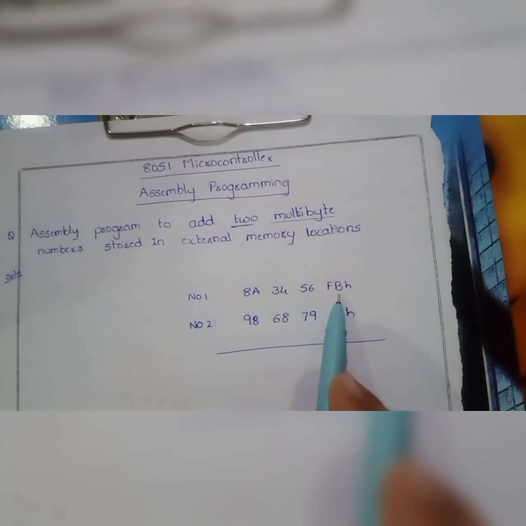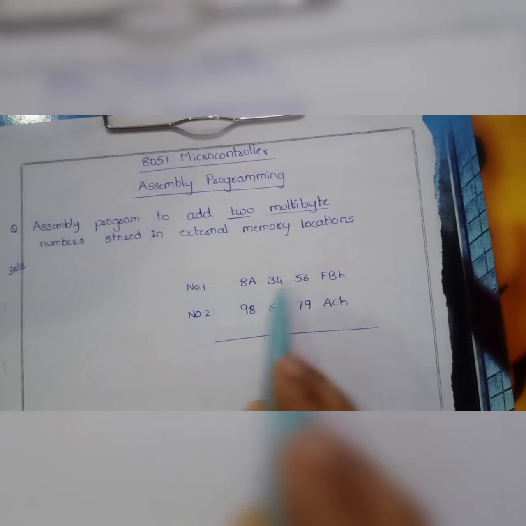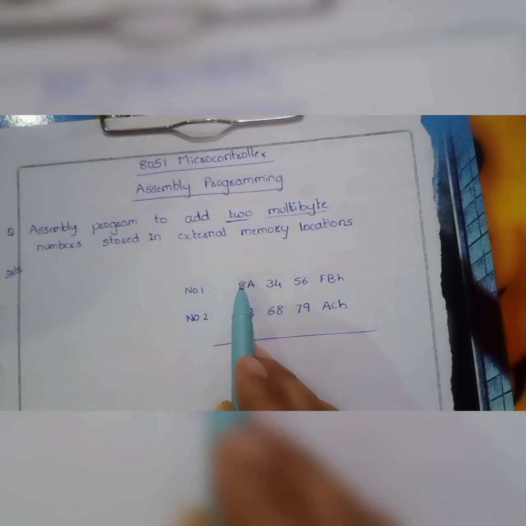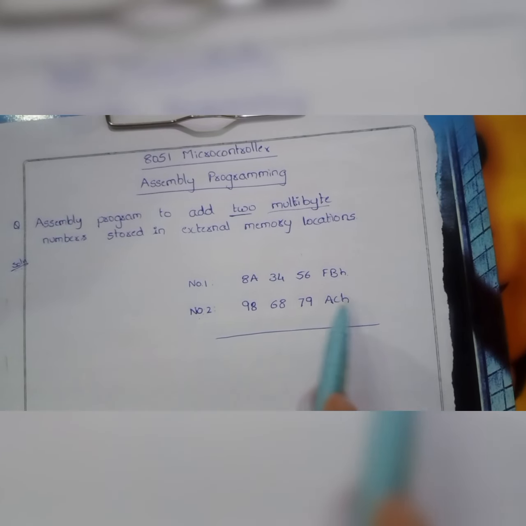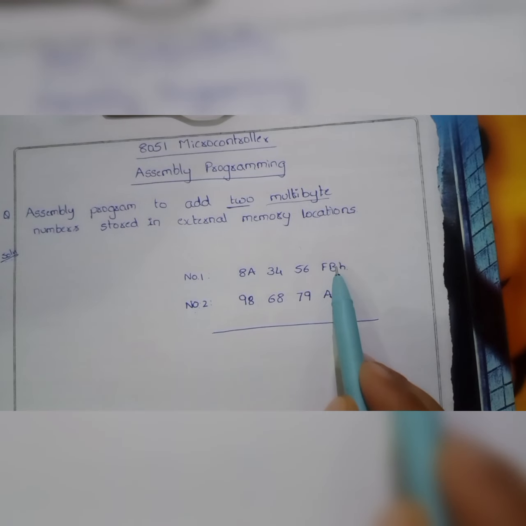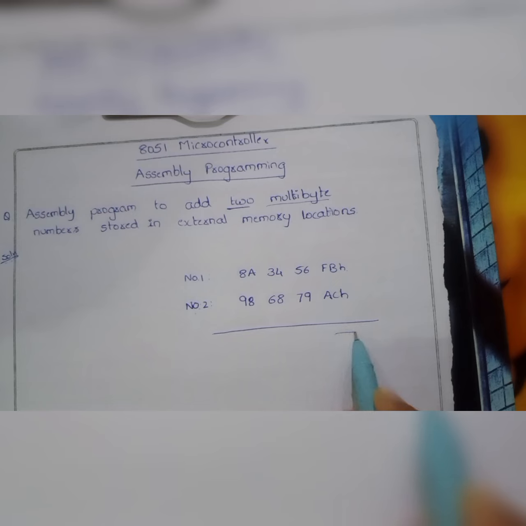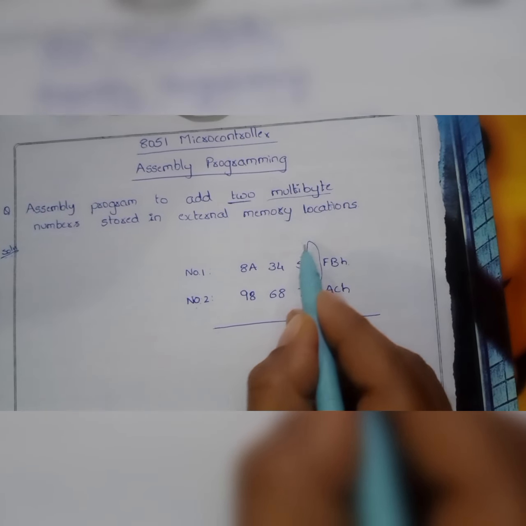In each number, there are 1, 2, 3, 4 bytes. So this is my first number consisting of 4 bytes, which is one multi-byte number. This is another number consisting of 4 bytes, another multi-byte number. As usual, whenever we add, we will be adding the least significant bytes first. I'll be getting the result.